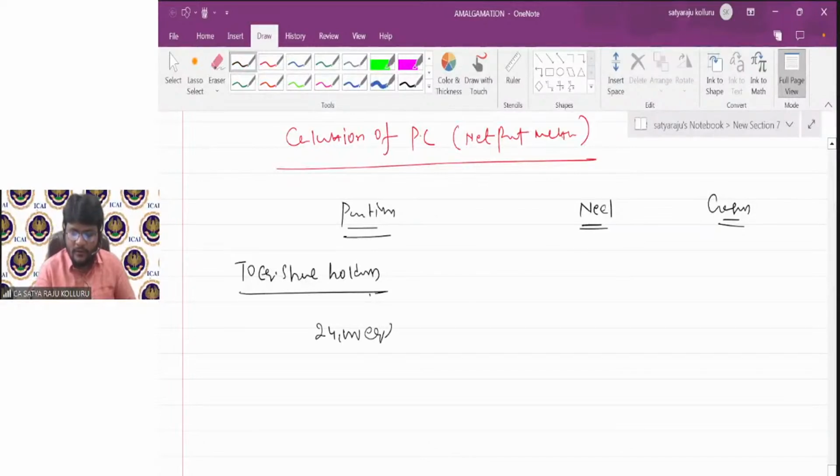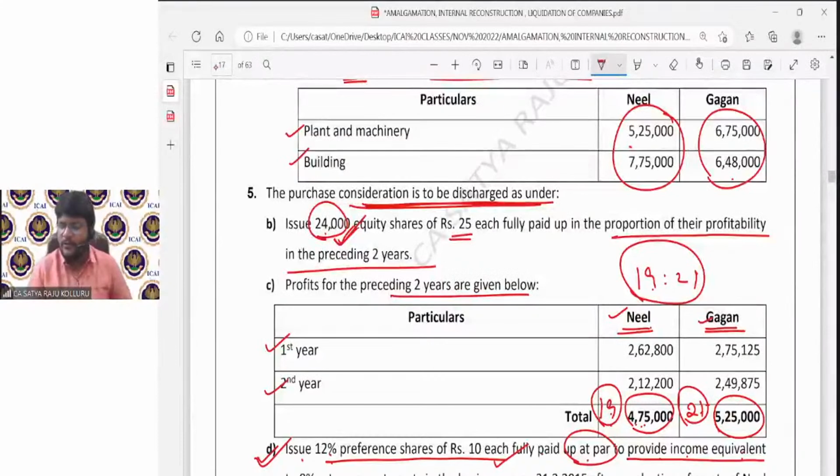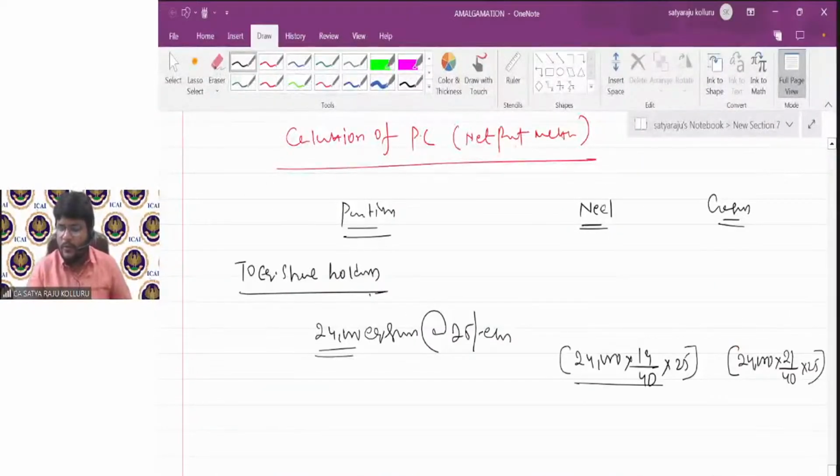To equity shareholders, 24,000 equity shares at the rate of 25 rupees each. Am I right? Now out of which, for Neil, 24,000 into 19 by 40, for each share 25. For Gagan, 24,000 equity shares into 21 by 40, into 25. Am I right? So simple ratio, guys, 19 is to 21. Now please let me know this component answer and this component answer as well, quickly.